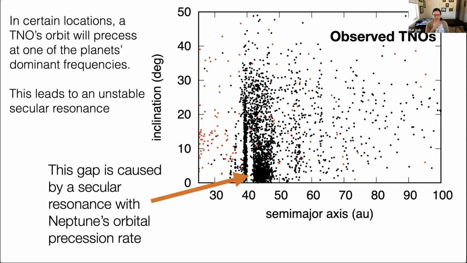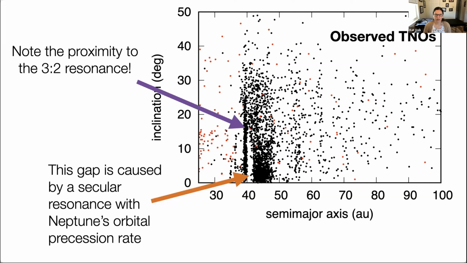So this gap in the inclination versus semi-major axis plot here, between 40 and 42 AU, is caused by the fact that TNOs with low orbital inclinations will precess at a rate that's resonant with Neptune's orbital precession rate, and it causes their eccentricities to shoot up and they get scattered out of the region. So you cannot have low inclination stable orbits in that region. And you'll note that it's on the inside edge of the classical belt. It's also really close to the 3:2 resonance.